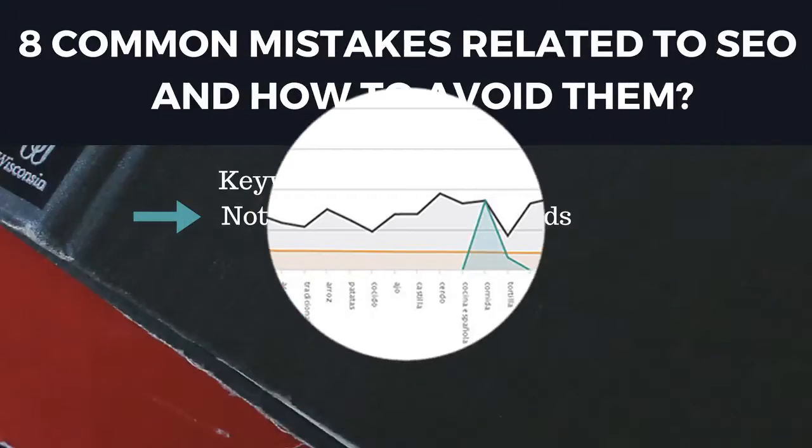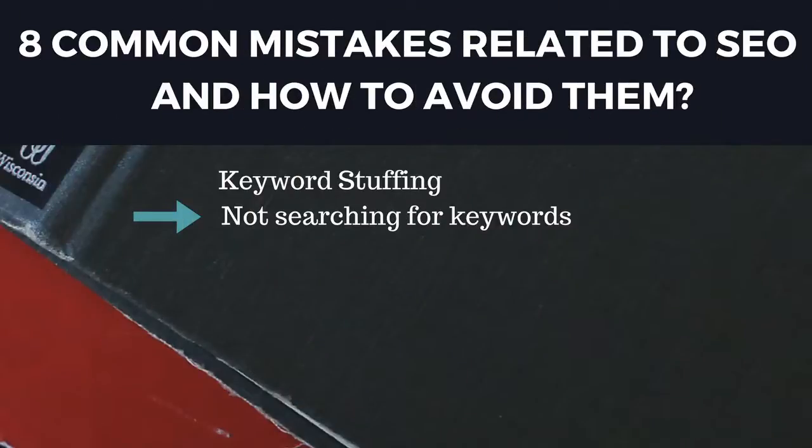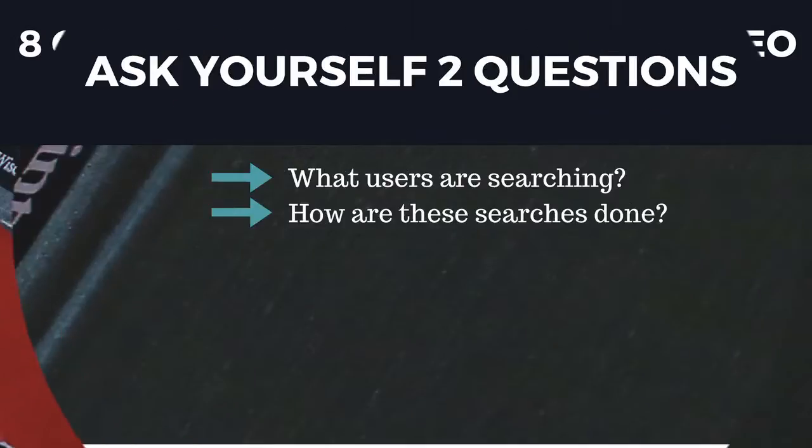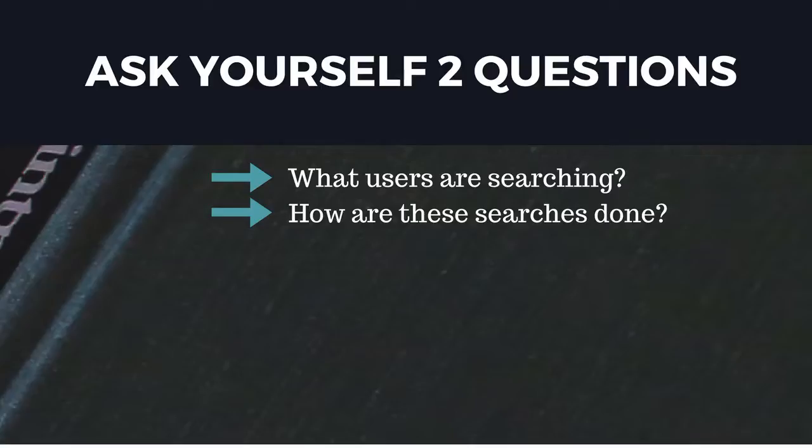Let's talk about the second mistake, which is not searching for keywords. Abusing keywords is a very serious mistake. But it is also a mistake to publish content without searching the keywords before creating the articles or landing pages. To get organic traffic, you first have to analyze the niche and ask the following questions. First one is, what are users searching on the internet when they try to find companies from the same sector? And the second question is, how are these searches done?